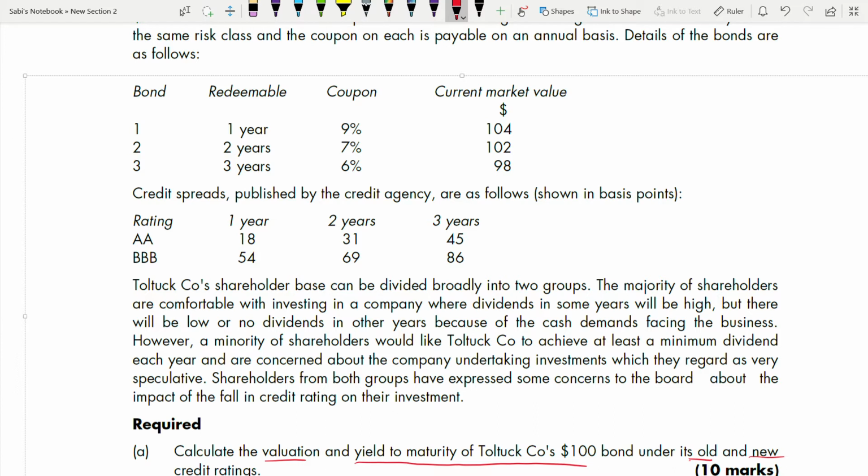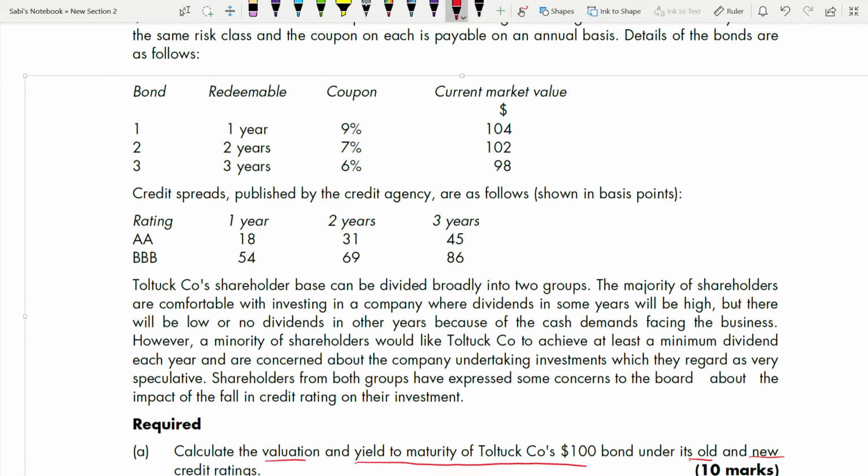The majority of shareholders are comfortable with investing in a company where dividends in some years will be high, but there will be low or no dividends in the other years because of the cash demands facing the business. However, a minority of shareholders would like Toltuck to achieve at least a minimum dividend each year and are concerned about the company undertaking investments which they regard as very speculative.